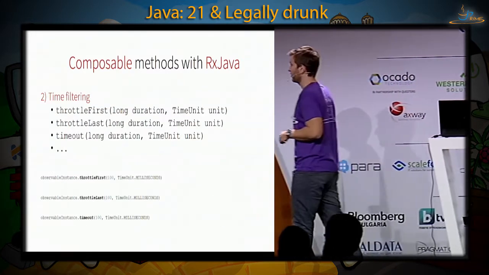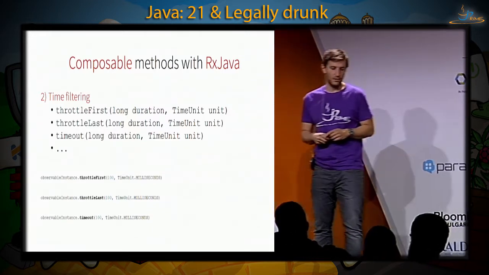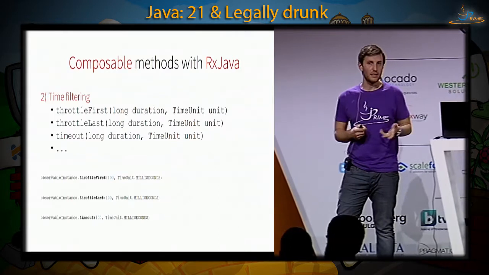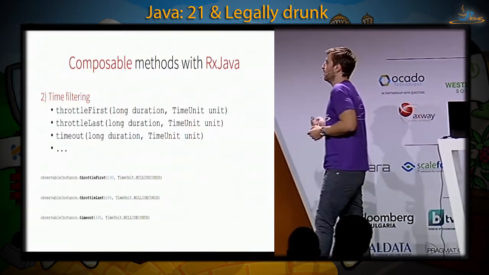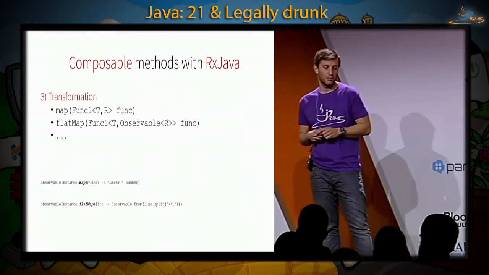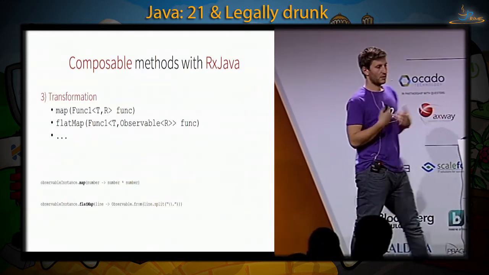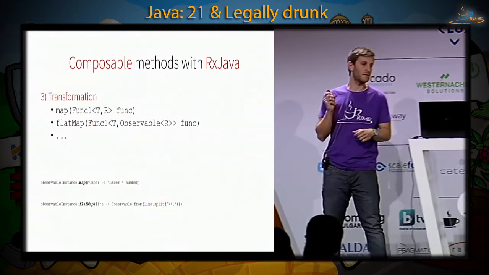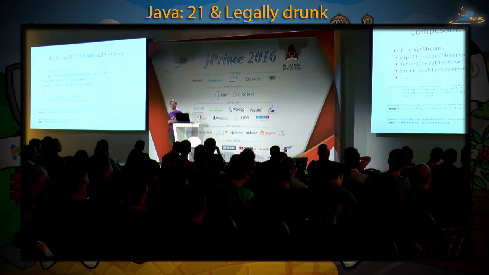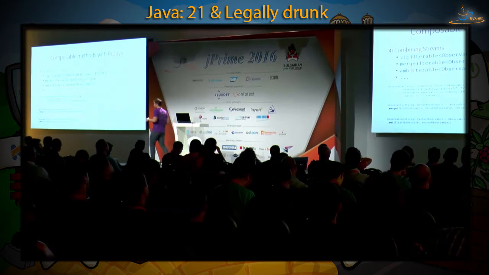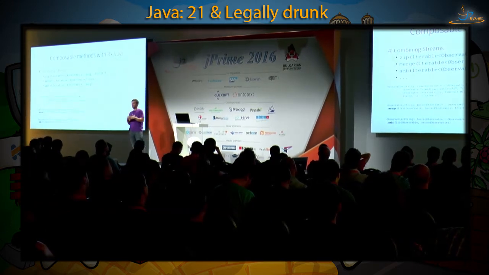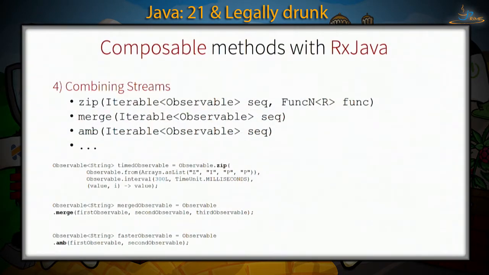And then we have methods for time filtering. Basically, these methods filter our messages based on time, like throttling, timeouts, intervals, and stuff like that. Then we have methods for transformation. Basically, these methods transform our input messages into something else. And the last group of methods are methods for combining streams. Using these methods, we can take an n number of streams and merge them together in some special way. Based on the method that we use, a different approach to merging will be applied.